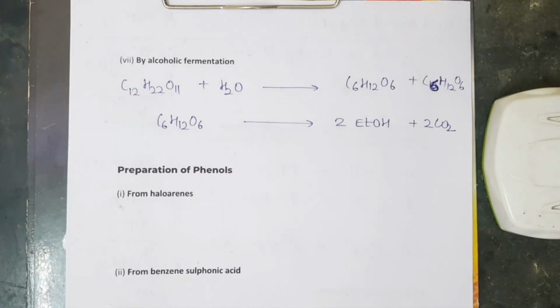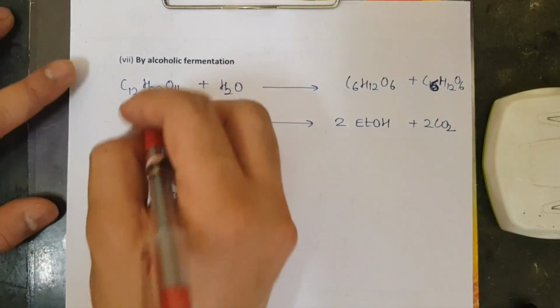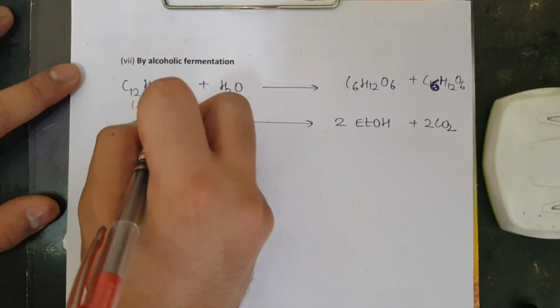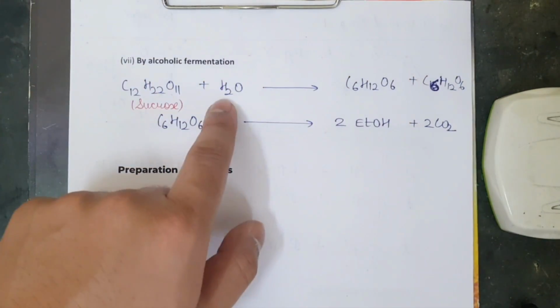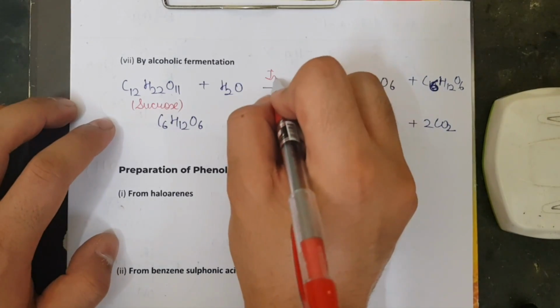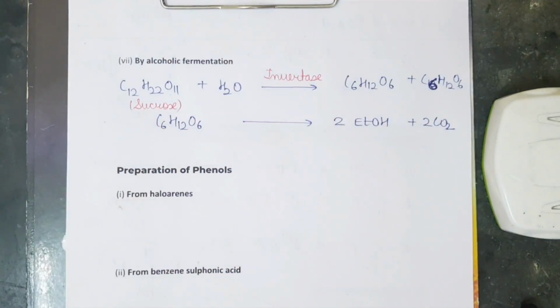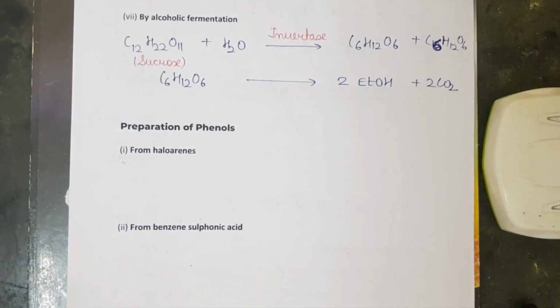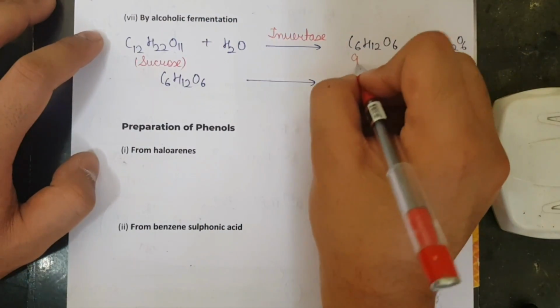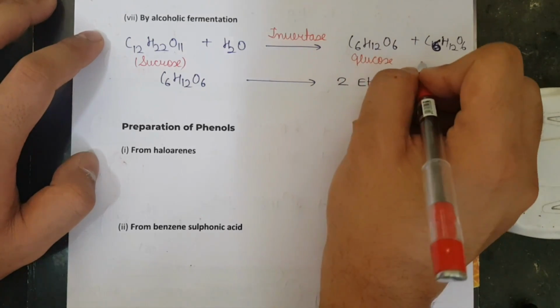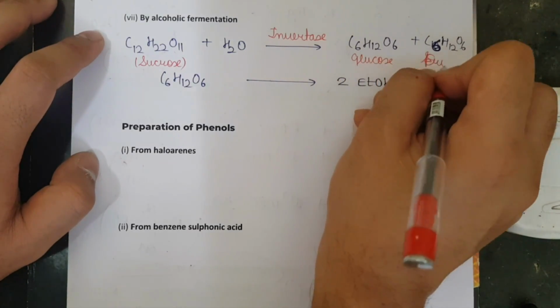Next we have alcoholic fermentation. Basically what we do is that we take sucrose, and we hydrolyze it in the presence of an enzyme which is known as invertase, directly taken from the NCERT. Please remember, it is very important. We get the formation of glucose and here we get the formation of fructose.